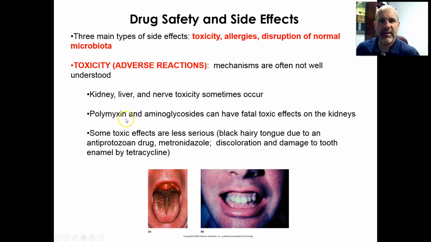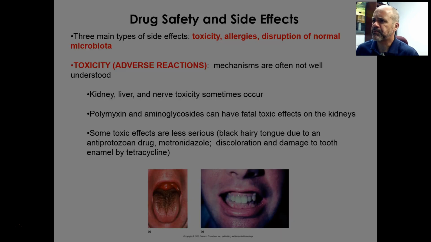Tetracycline antibiotics, that's a group of protein synthesis inhibitors for bacterial infections, and some of those can cause discoloration of the teeth, can cause them to turn yellow, and you can have enamel damage from those.